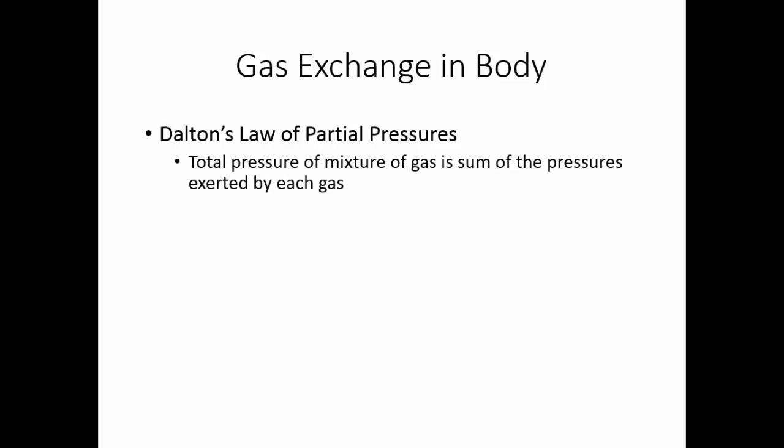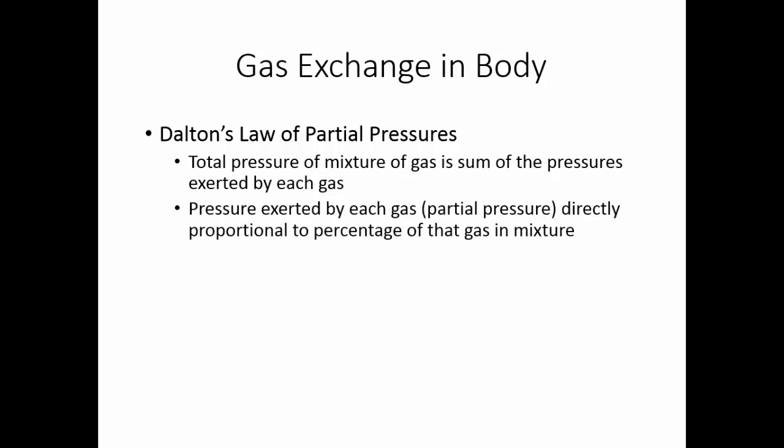Ventilation is the first of the respiratory processes. Now we need to talk about exchanging gases in the body. Dalton's law of partial pressure says that the total pressure of a mixture of gas is the sum of the pressures exerted by each gas. The pressure exerted by each gas is called its partial pressure, and it's directly proportional to the percentage of that gas in the mixture. From now on, we're going to be talking about the partial pressure of gases.